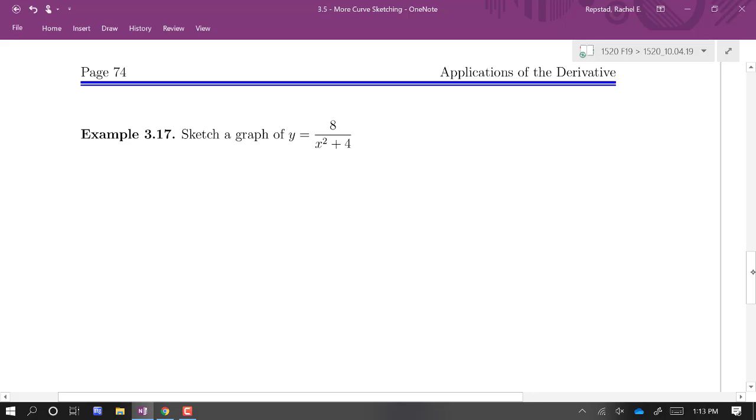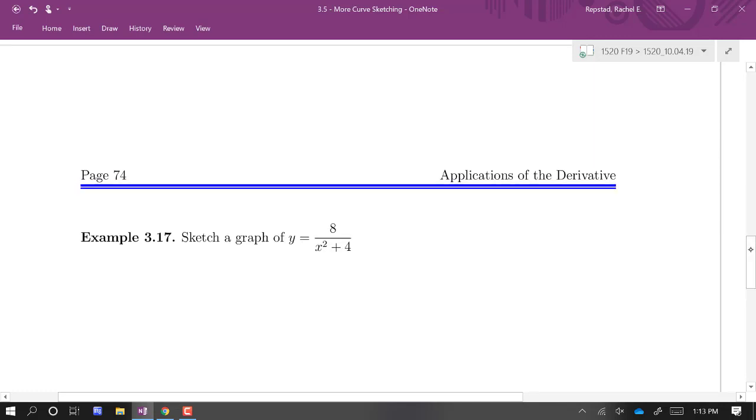So we're going to sketch a graph of this function, 8 over x squared plus 4. I'm going to do some of this introductory part in the top margin. We're going to need some space, you guys.